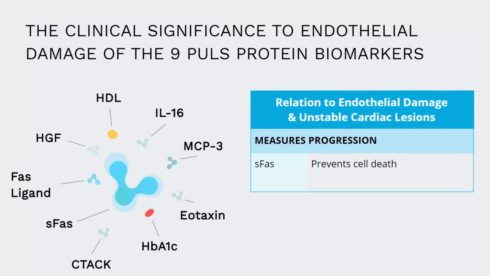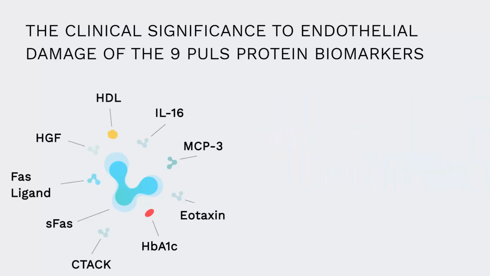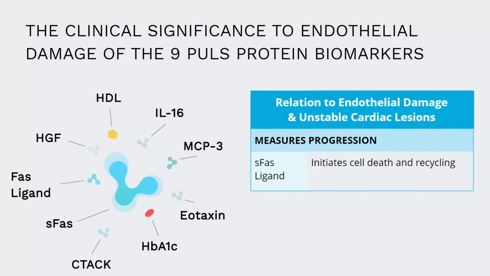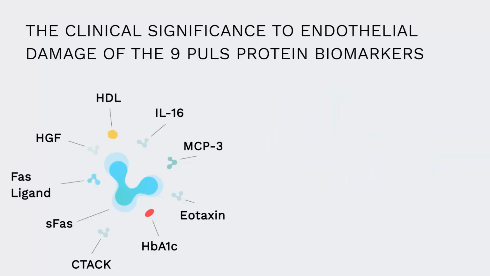sFAS. sFAS prevents cell death, something called apoptosis. Fas ligand. If a cell needs to die and be replaced, Fas ligand will predominate. These two oppose each other, and the predominating one can indicate the state of the injury and its contribution to overall risk.